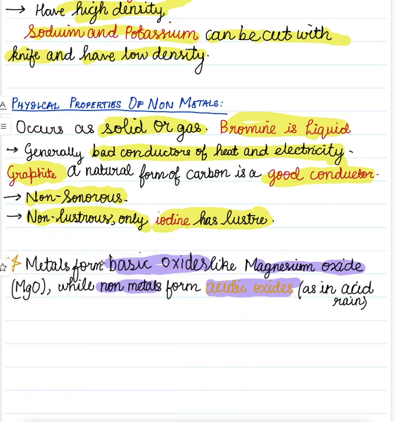So let us look at it. Metals form basic oxides. Example would be magnesium oxide. While non-metals form acidic oxides. Example is acid rain. Non-metal oxides such as sulfur dioxide and nitrogen oxide react with water. These oxides can dissolve in the water to form acid and fall on the earth as acid rain.